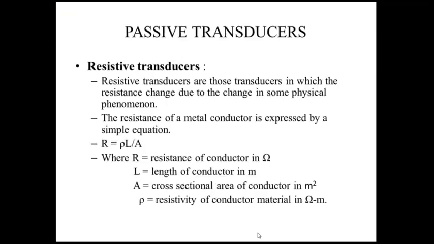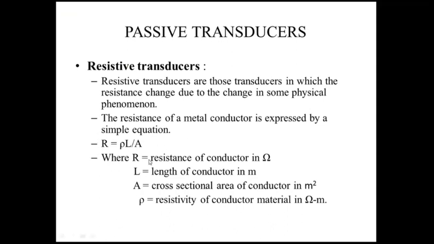So passive transducers. A passive transducer is a resistive transducer. So resistive transducers work due to some physical phenomena. What are the physical phenomena? R is equal to rho L by A. R is equal to rho L by A is the physical formula of the resistance.